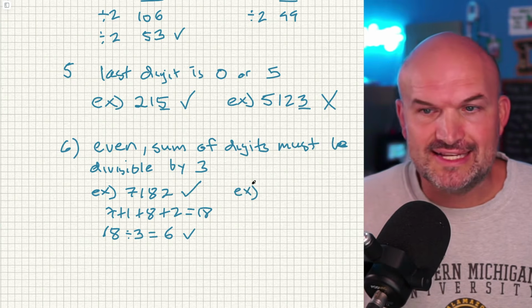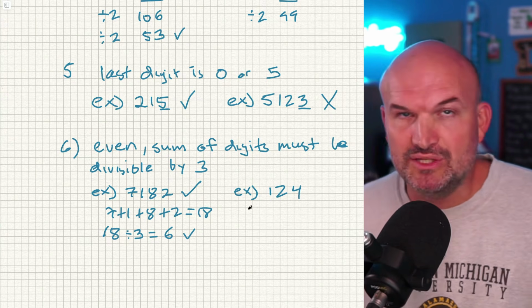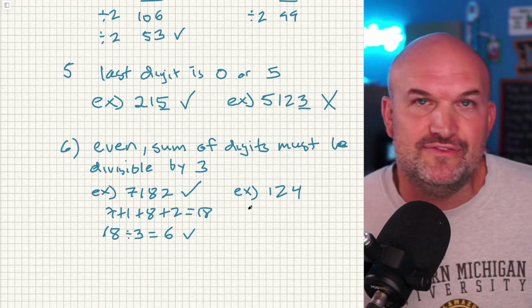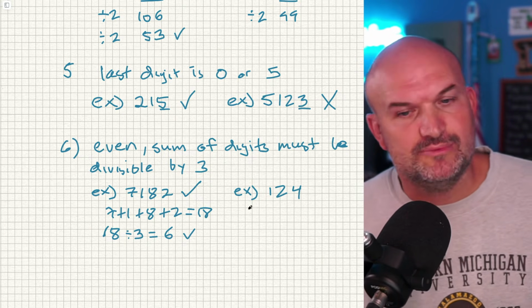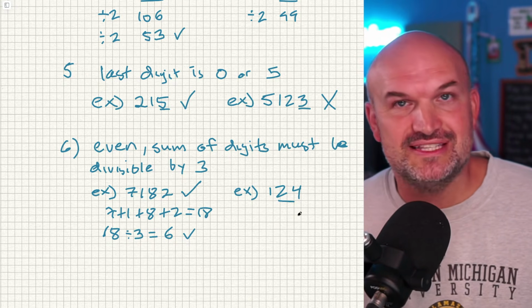Now let's take a look at another number. What if I had 124? Again, a lot of students will look at this and say, hey, I know 3 evenly divides into 24, so that's probably divisible by 3. But unfortunately, we're not looking at the last 2 digits to see if it's divisible by 3.